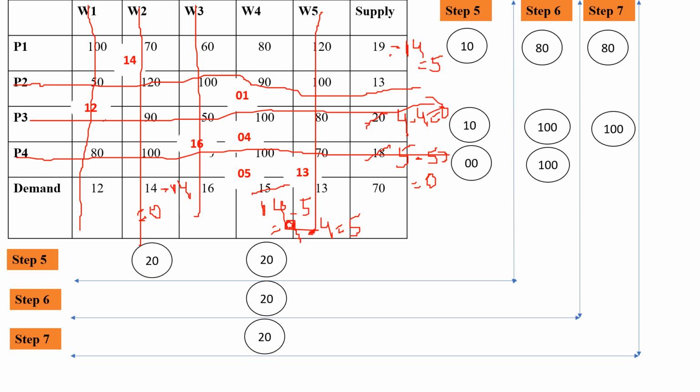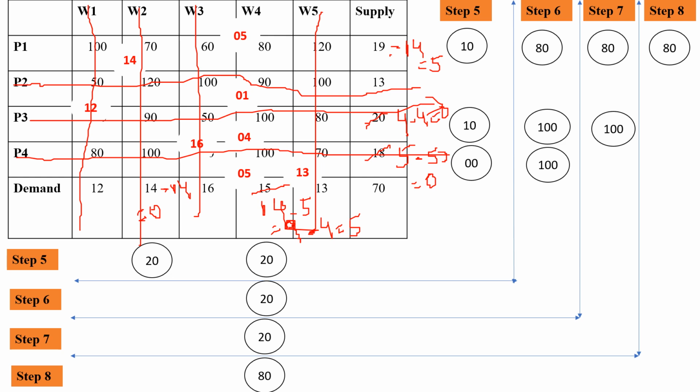Then the last step, step number 8. Here row wise only one cell is available, that is P1 W4, that is 80. Column wise also 80 is available. Here the supply available at P1 is 5. The demand of W4 is also 5. Then you have to apply only 5 units to the 80.